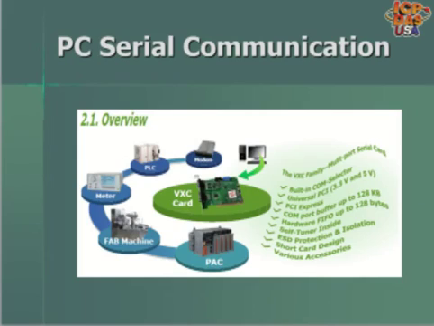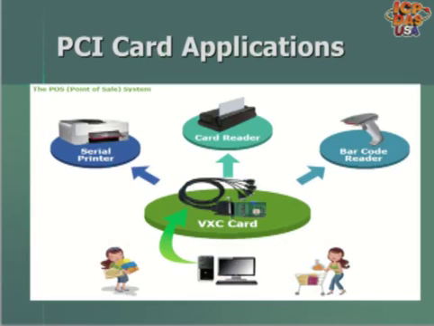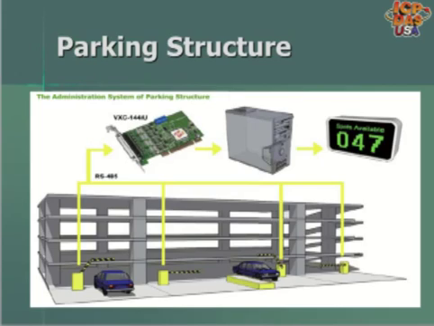PC cards can be added to PCs for communicating with equipment like modems, PLCs, meters, machine equipment, or programmable automation controllers. PCI communication cards can help with communicating to different devices like printers, card readers, and barcode readers. PCI communication boards can also help with implementing parking structure automation systems. They can allow SCADA software on a computer and data acquisition equipment to keep count of available spaces in a parking structure so drivers can see the number of available spaces before entering the structure.